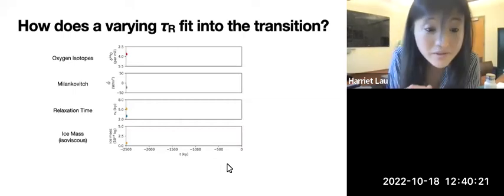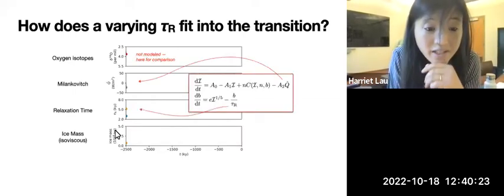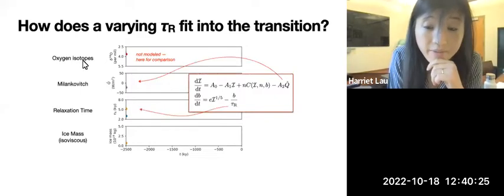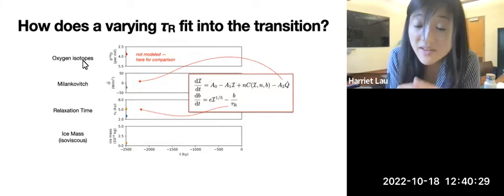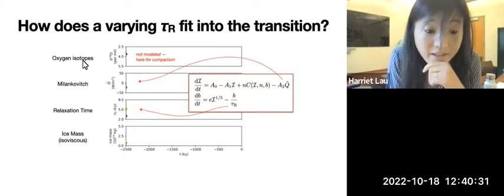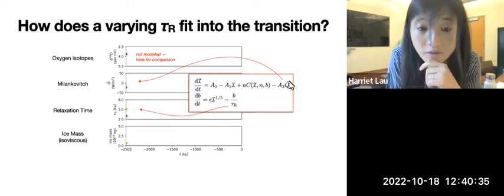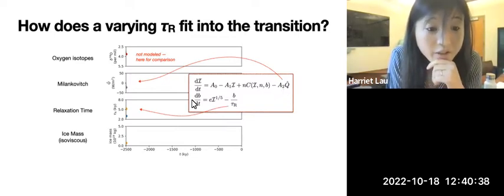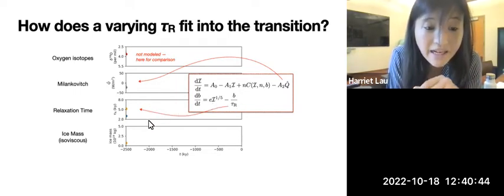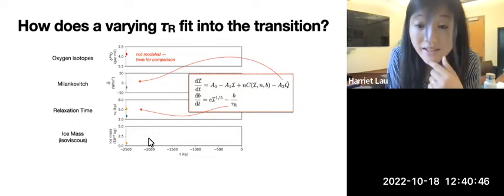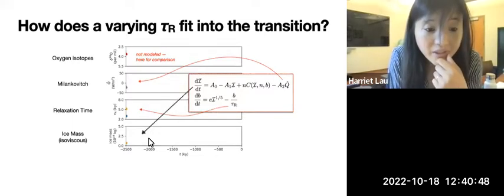So here are our results. Okay, so just to orientate you, on top are the oxygen isotopes. We're not going to model this. This is here just for comparison. Then we have the Milankovitch forcing. So that's the forcing of our equation. We're going to track the relaxation time, which depends again on the ice mass. And then we're going to show you the ice mass itself.